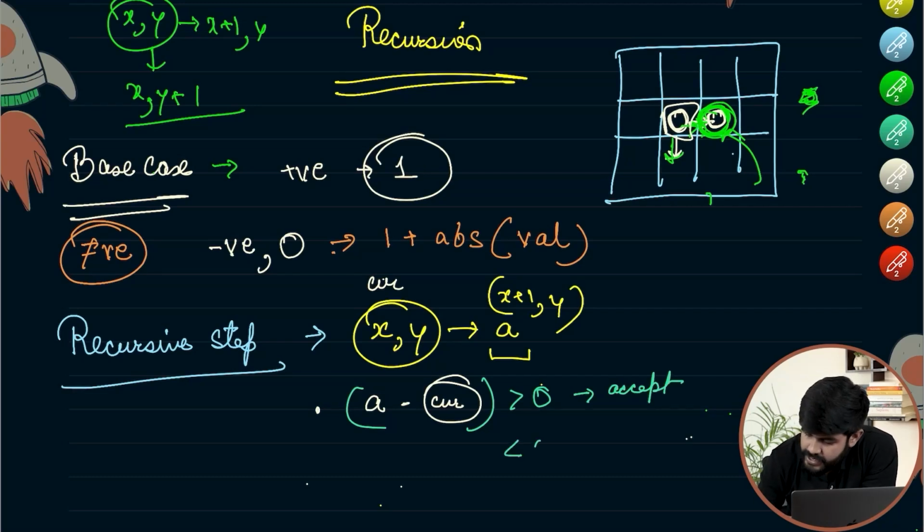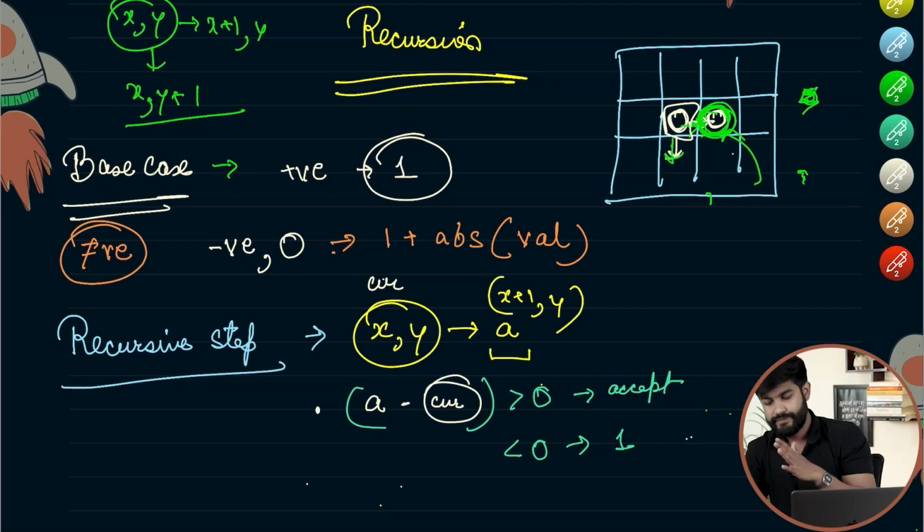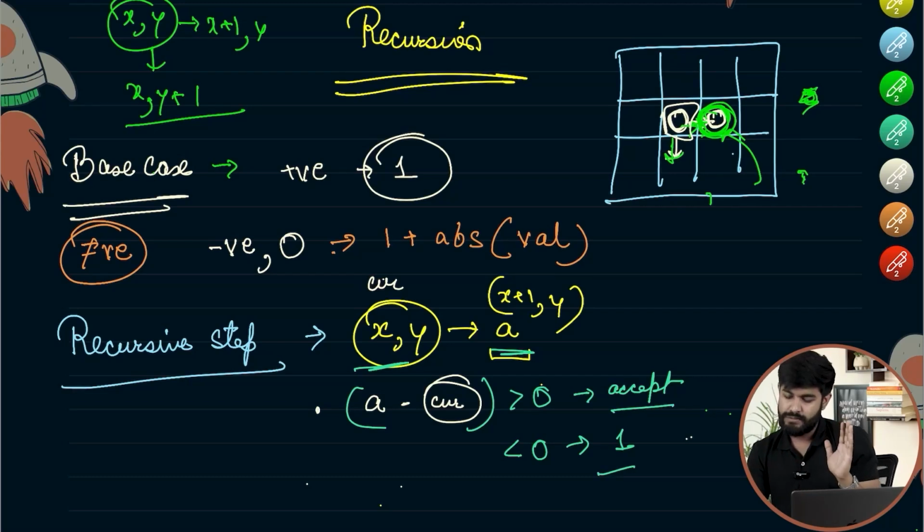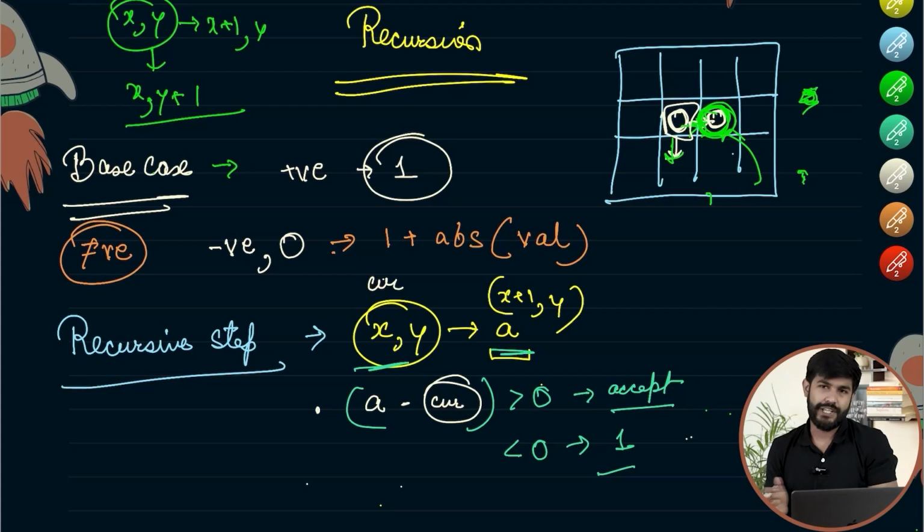If this value is less than 0, then make it 1. How do you say this, Siddharth? The value which came from the right minus the current value, if it is greater than 0, I would accept it as it is. If it is less than 1, I would take it as 1. How do you say this?